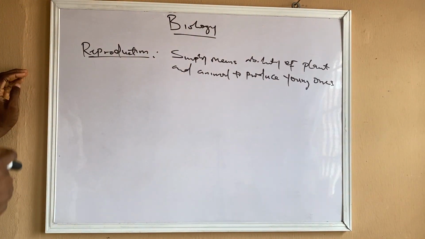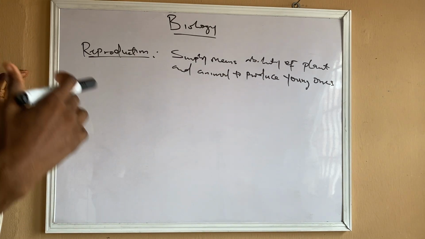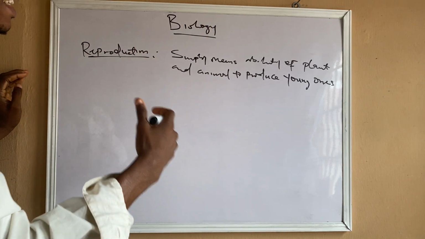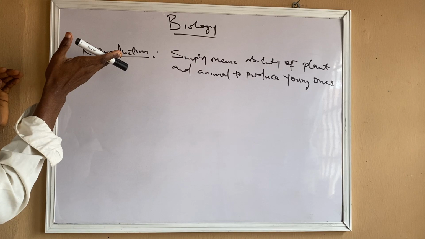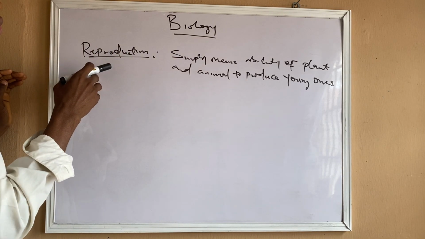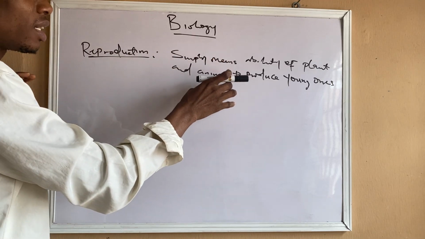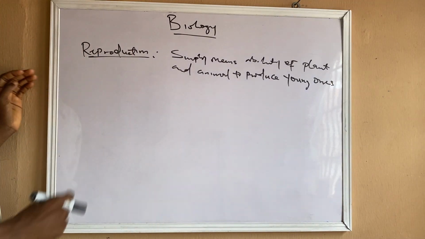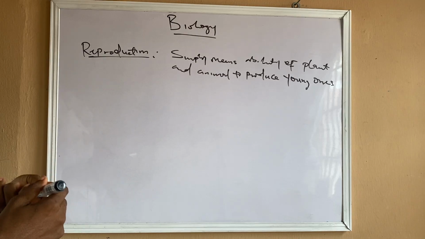Because every plant and animal can go into extinction, but to prevent them from going into extinction, they need to reproduce. That's the reason why reproduction is one of the vital characteristics of living things. For any plant or animal not to go into extinction, they need to be continually reproducing their same species. But plants and animals have ways of doing their reproduction.